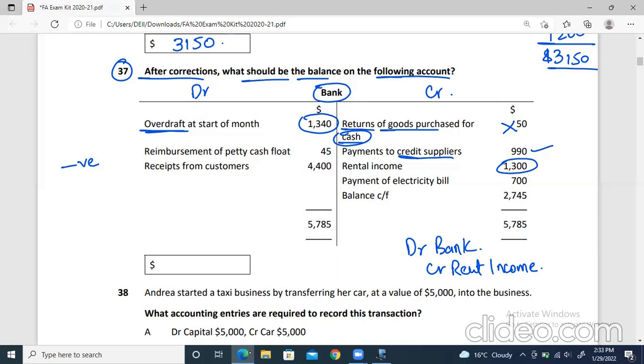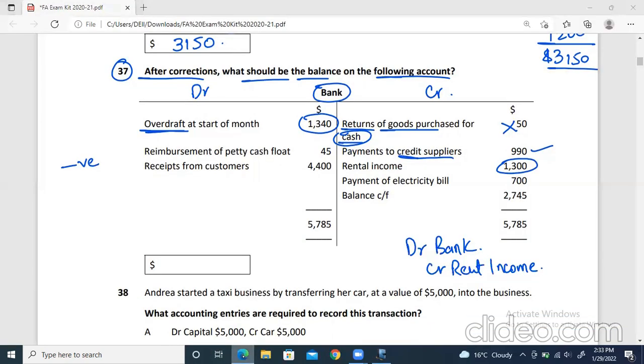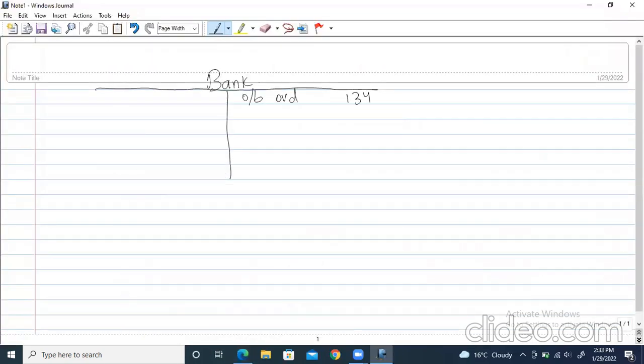All right, let's write the correct balances. This is overdraft and 1340.